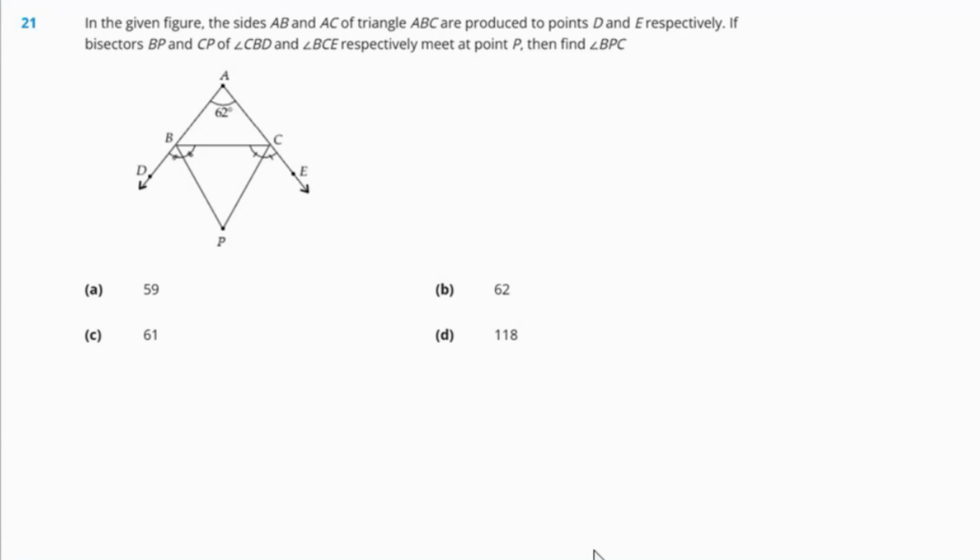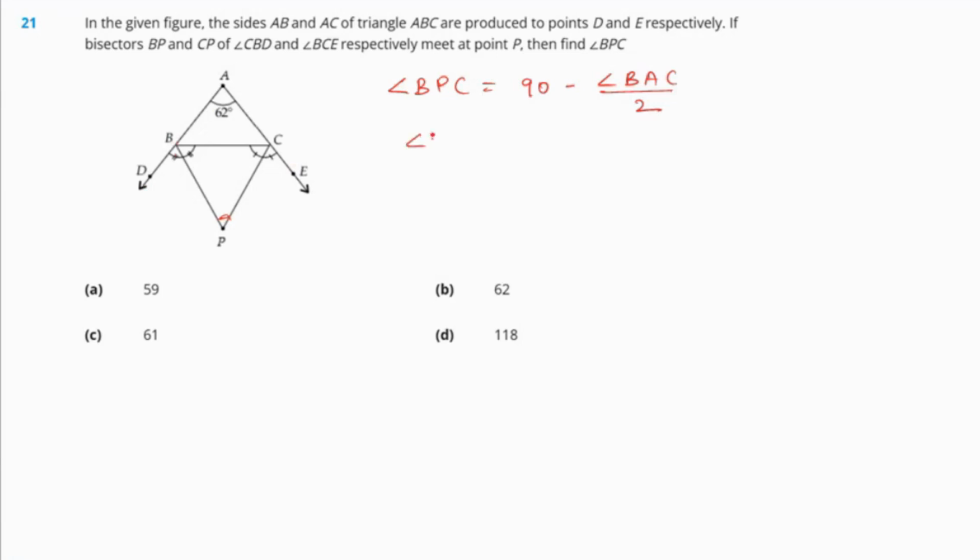First we need to figure out the relationship between angle BPC and angle BAC. It is known that the angle formed by the bisectors of the exterior angles of a triangle is 90 minus half the measure of the opposite interior angle, correct? That we already know. So angle BPC equals 90 minus angle BAC by 2.